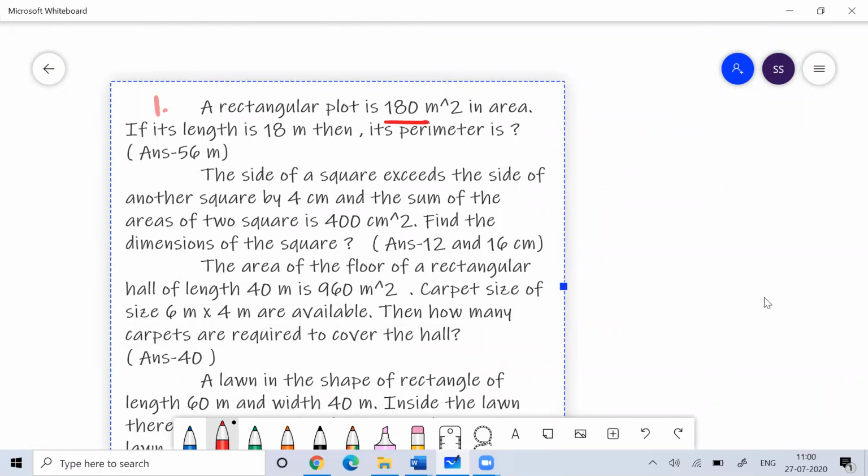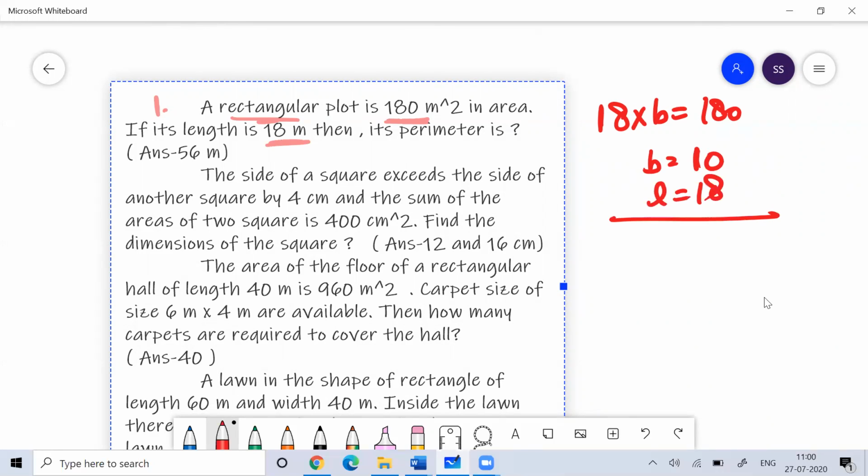The area of a rectangle is given, length into breadth. Area is 180 meters square and the length is 18 meter. So you know the formula, length into breadth, that is area. So your breadth is 10, length is 18. So what is the perimeter? Perimeter is 2 into L plus B. So that is nothing but 2 into 28, that is 56. So the perimeter would be 56.